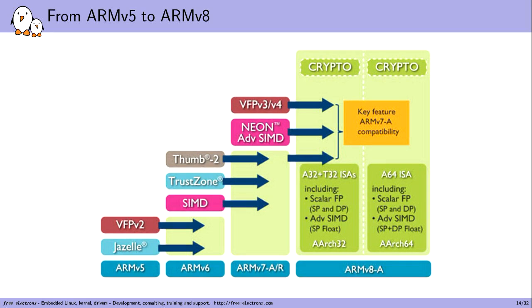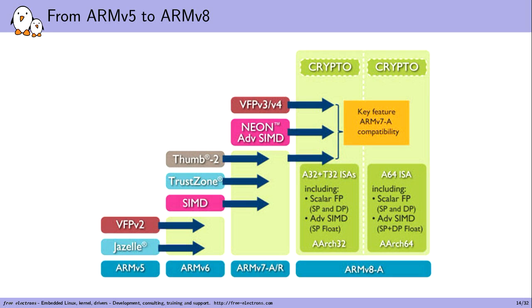So over the years, ARM has made the specification evolve with gradually more and more features. That's a diagram from the ARM website itself. So from ARMv5, they moved to ARMv6, bringing VFPv2, which is vector floating point operations. Before ARMv6, you did not necessarily have a floating point unit in hardware. So that was added in ARMv6. And Jazelle was an extension to accelerate Java virtual machines. I'm not sure how far it's actually being used, but it's there.